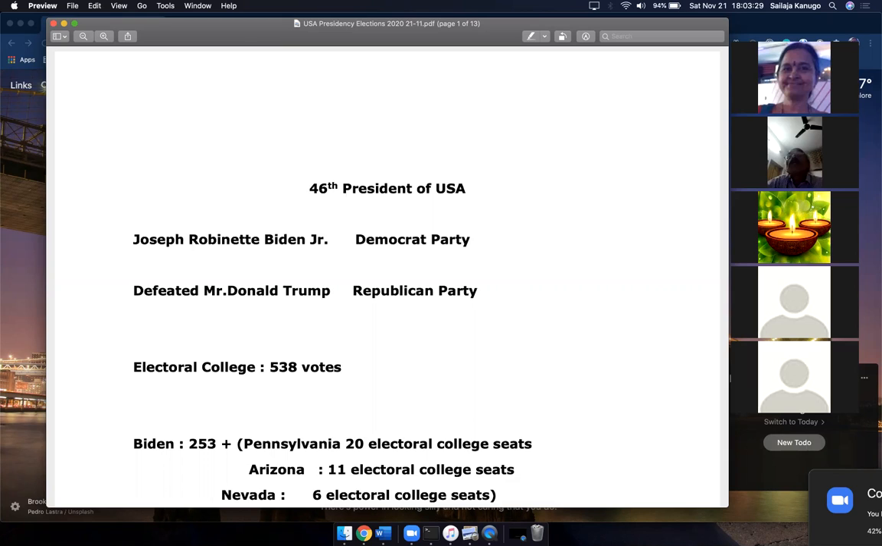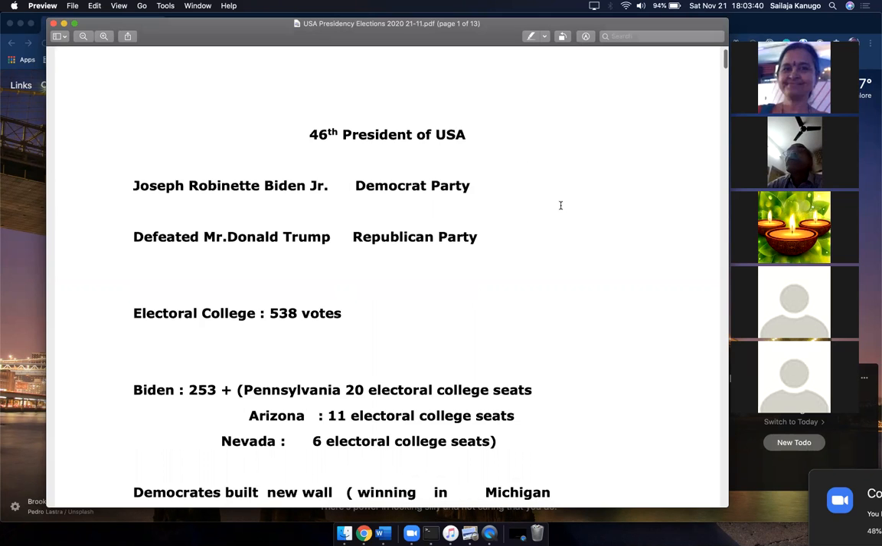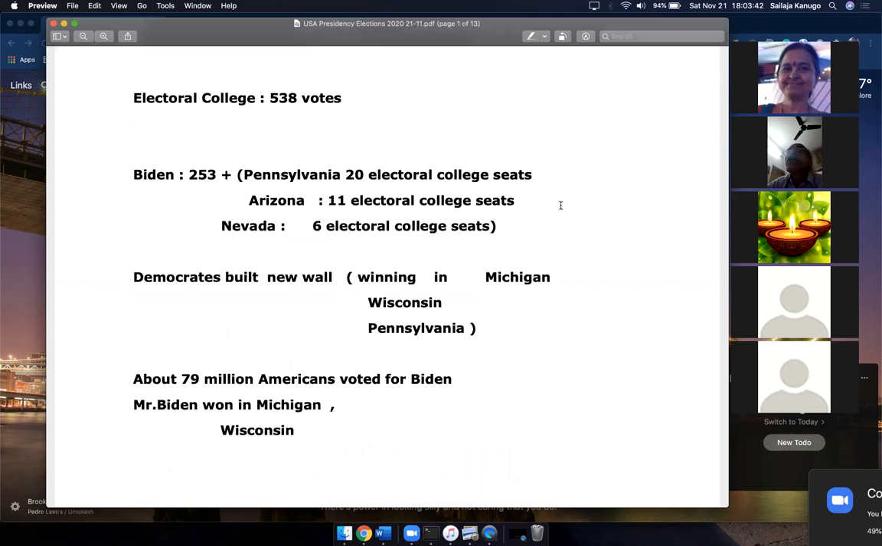So in the presidential elections, there is a method called the electoral college. The electoral college means a number of electors. How many votes are there in the electoral college? 538 votes. As per earlier records, Biden got 253. Apart from that, from Pennsylvania he got 20, Arizona he got 11 seats, and Nevada he got 6 electoral seats. Thereby, he is able to cross the 270 mark out of 538 votes.